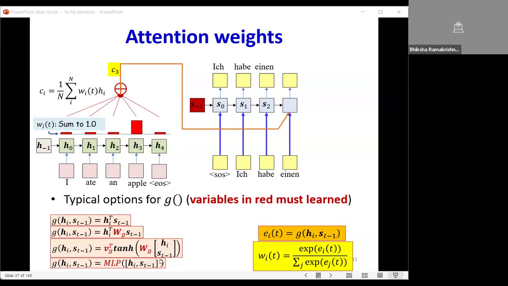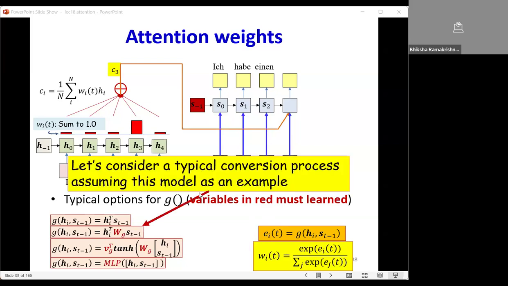And there have been other uglier functions that have been proposed in the literature. So all of these basically are different functions that take in this S and this H and give you a scalar. You can come up with your own, but these inner products are the simplest and make a lot of sense. And then once we do that, these values can be put through a softmax. So let's look at a typical conversion process. And I'm going to be assuming this one here, where H and S have different sizes, and there's an intervening matrix, which makes it all compute to a scalar.